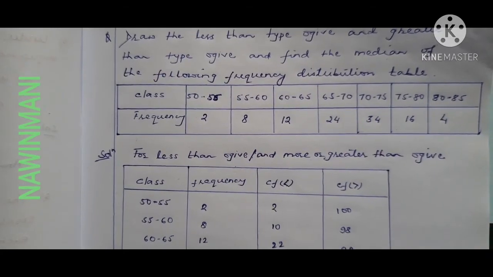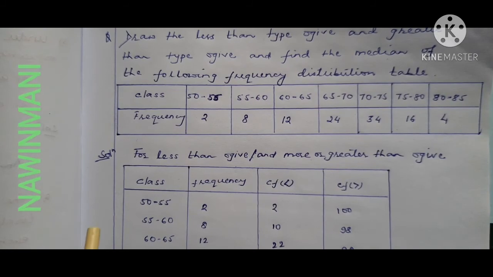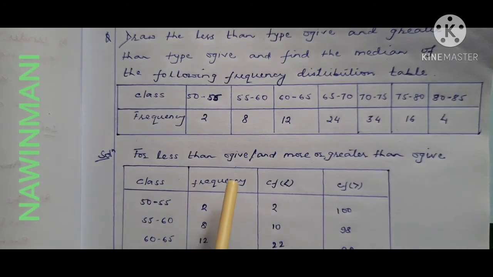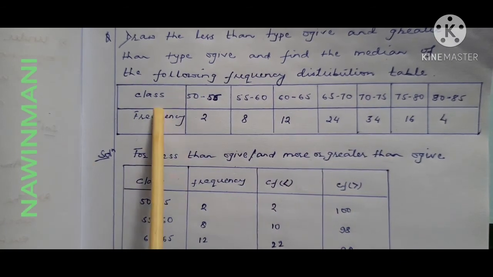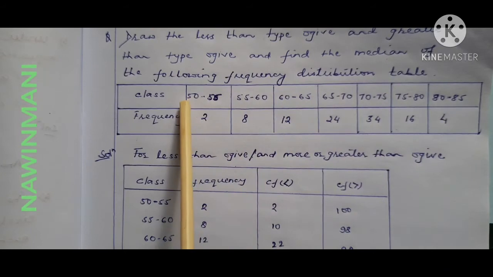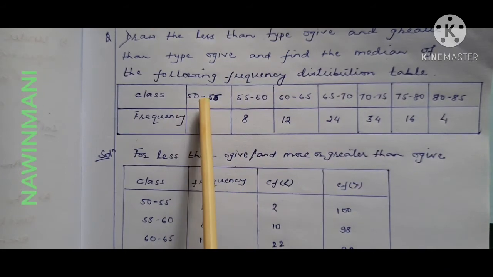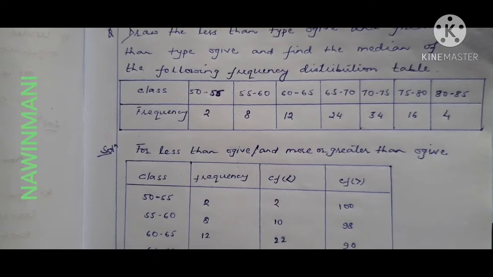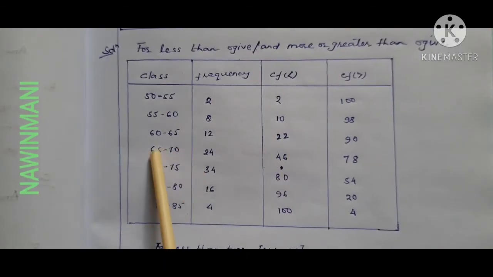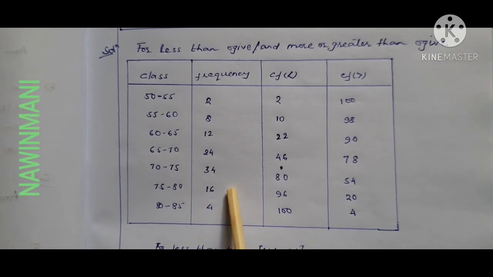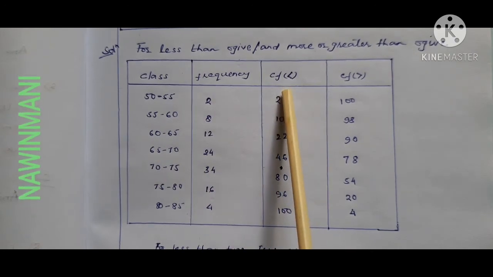Hello children, in this module we will learn how to draw the ogive graph of both types, that is less than ogive and greater than ogive. The question is given to us. From here we will find the cumulative frequency table. Now we keep the class interval here, the frequency over here, and we find the cumulative frequency.